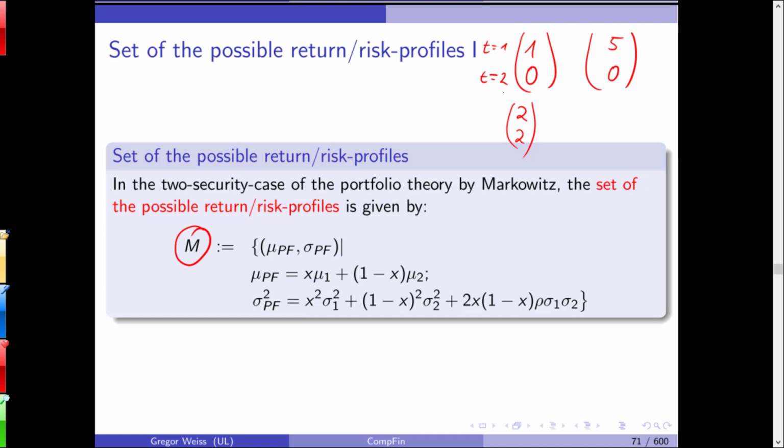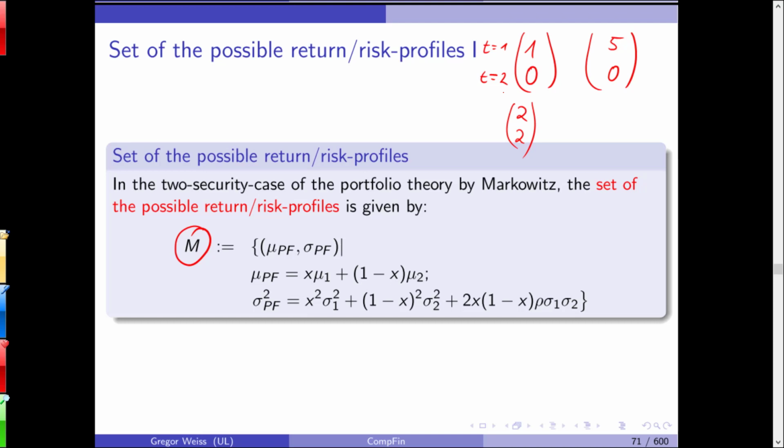Spanning property, completeness of a financial market, as you can see, is closely related to linear spaces, so you need a base of the linear space to construct and to span the financial market. Here, it's something similar. We want to know which return risk profiles can we construct from combining these portfolios.